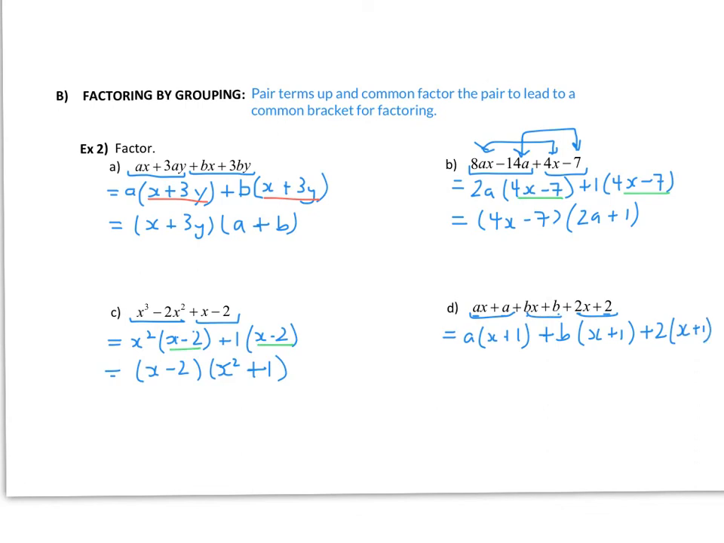So the x plus 1 is common to all 3, so it leaves us with x plus 1 as our common factor. And when I divide each of the 3 terms, the first term divides by x plus 1, we're left with an A. The second term divides by x plus 1, we're left with a B. The third term divides by x plus 1, and it leaves us with a plus 2.